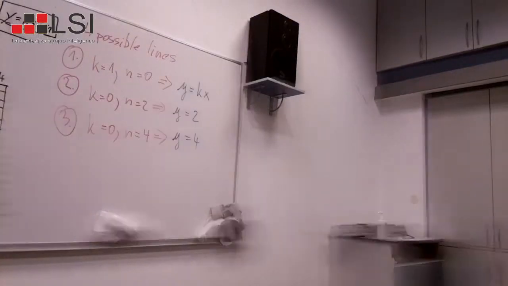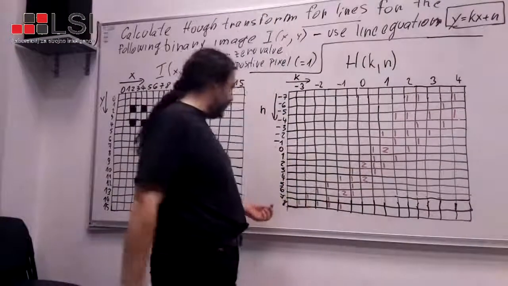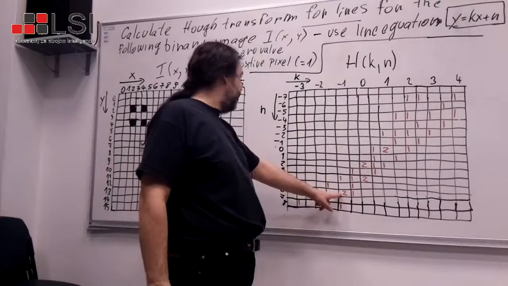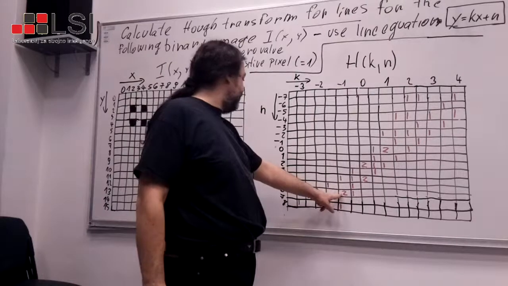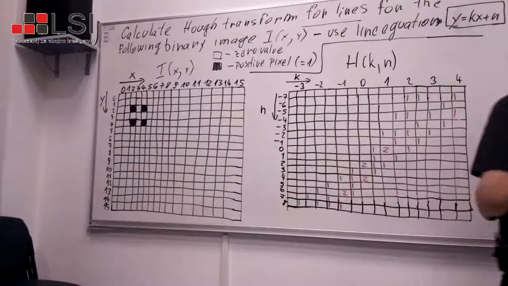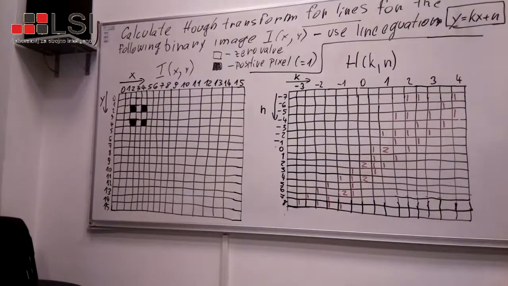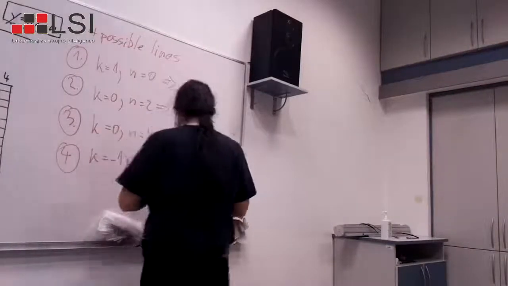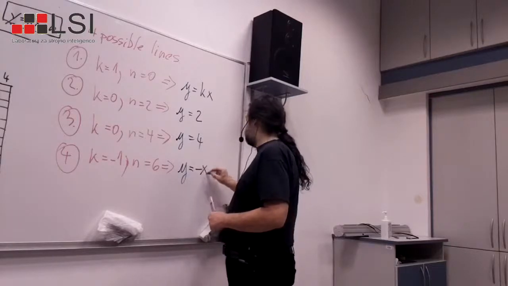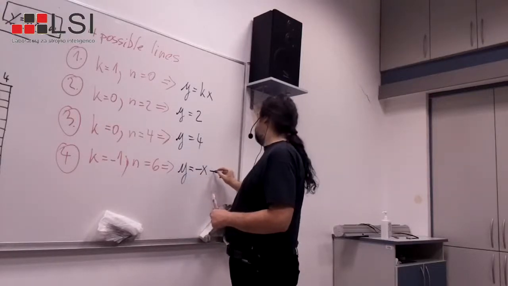And now the last one, because we found out that we have four maxima. So this is k is minus 1 and n is 6. So this would be y is minus x plus 6.